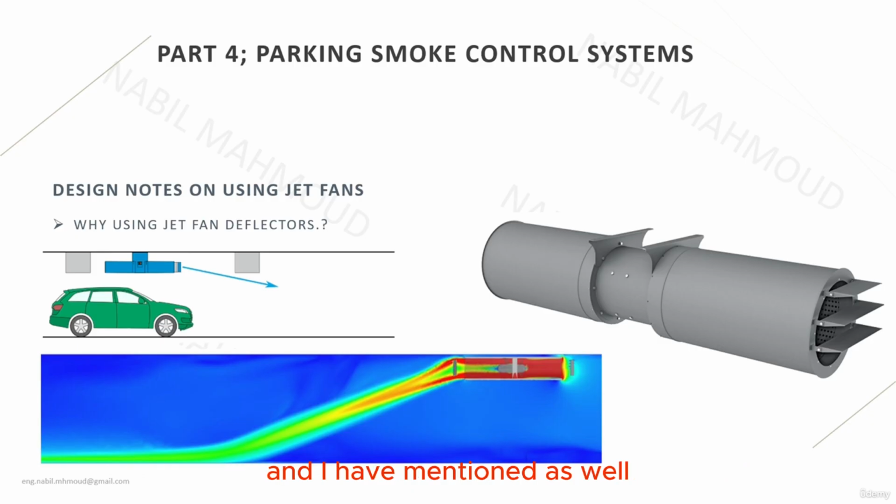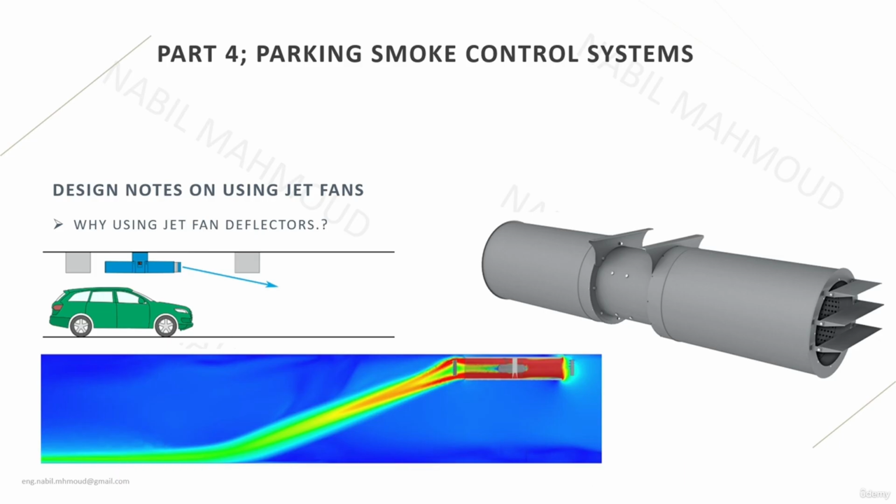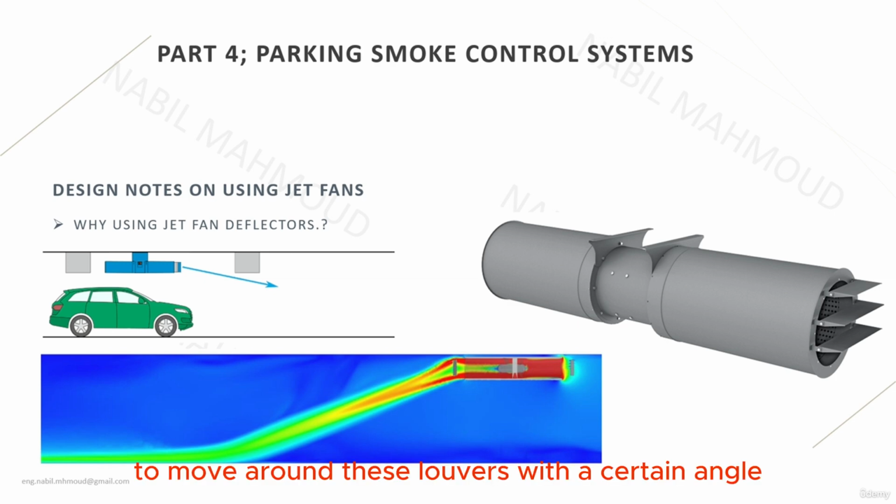And I have mentioned as well that there are 2 options to solve this problem. The first option is to install a deflector on the discharge side of the jet fan. If we refer to the figure on the top left side of the screen, we can see the deflector mounted on the discharge of the jet fan. And the deflector is simply like a louver, but you have the liberty to move these louvers at a certain angle to tilt the discharge a little bit down.